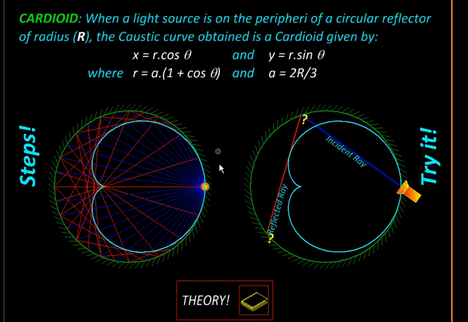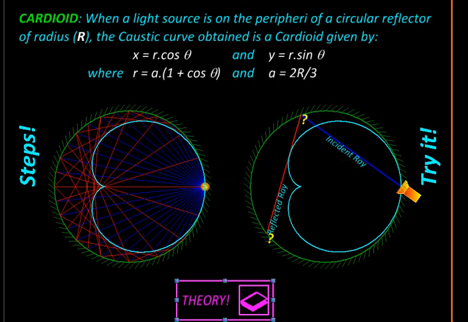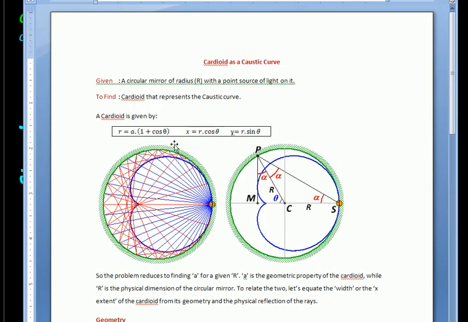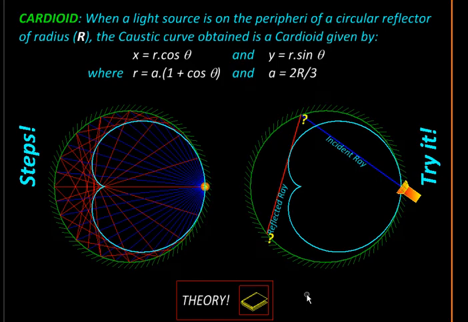We can know more about cardioids and how they are created here by following this link to the theory document. And it lists what is a cardioid, how it is formed in this case, and so on. But there is another interesting case.